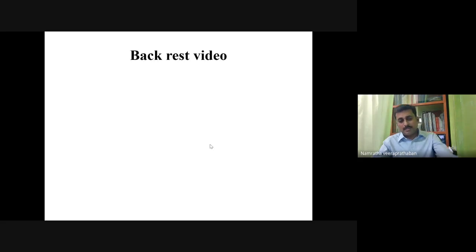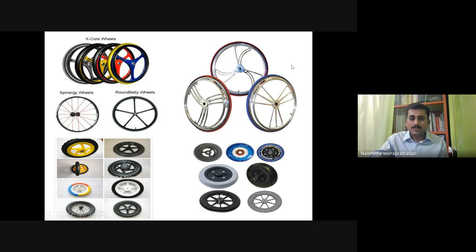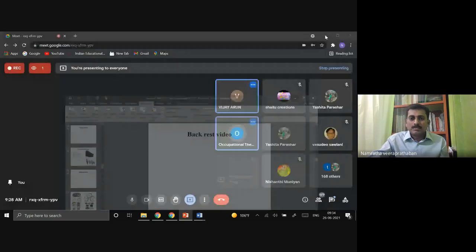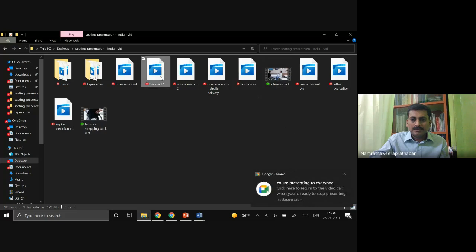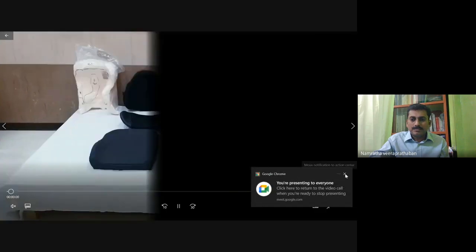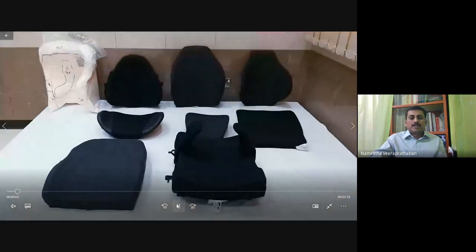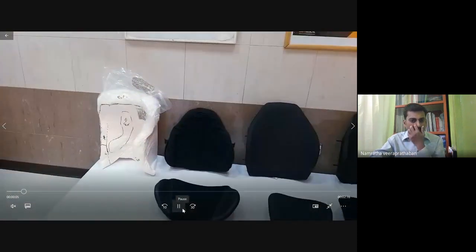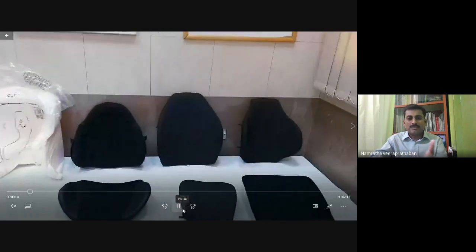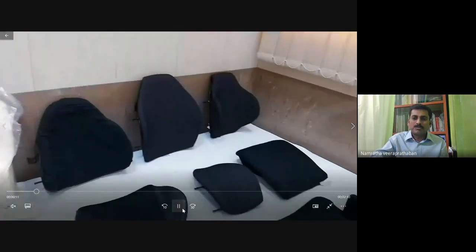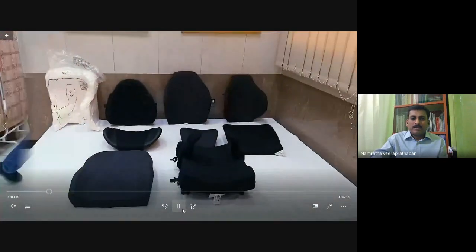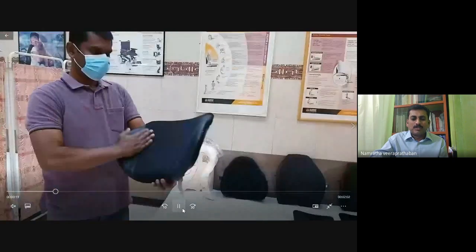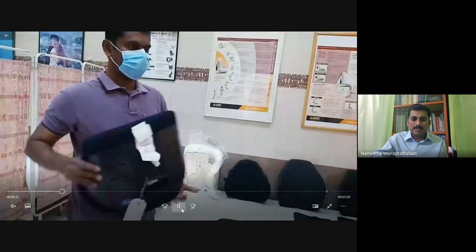Now let's go to the backrest videos. I have a small video for you about the backrest. There is a foam in place backrest, and you can see the variety of backrest. It comes with different contour shapes. I have only a few model activities to show you. And look at here. This is an active wheelchair user backrest.